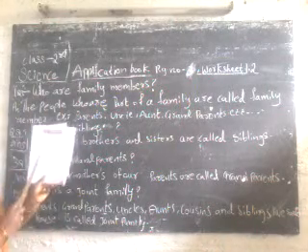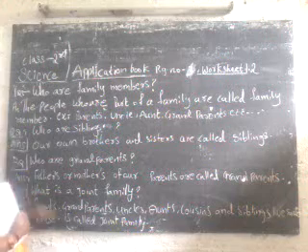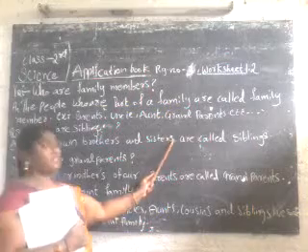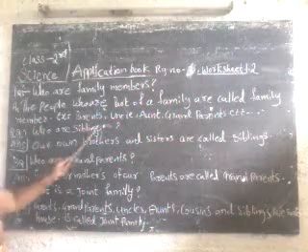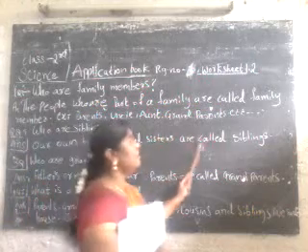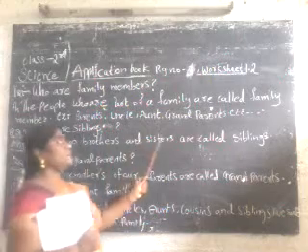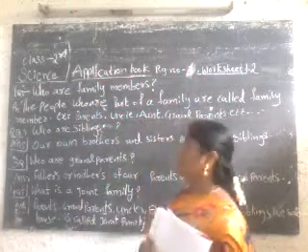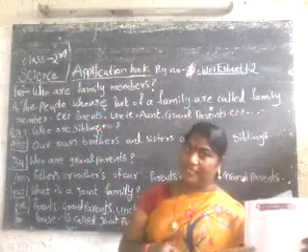Second question, who are siblings? Sibling means blood relations. Our brothers and sisters are called siblings. Who are siblings? Our brothers and sisters are called siblings. They are our siblings. Second question over. Second answer over. You should write here with finger gap.